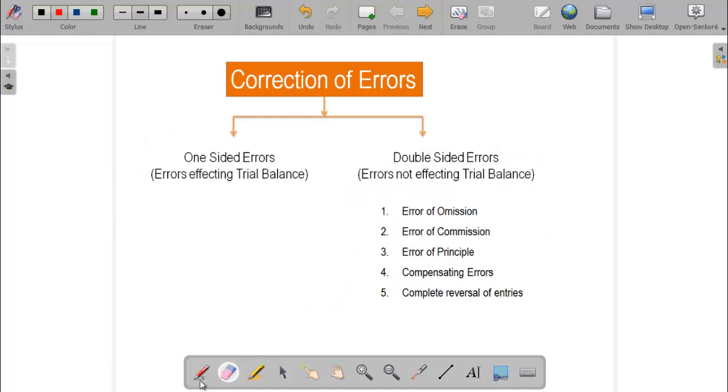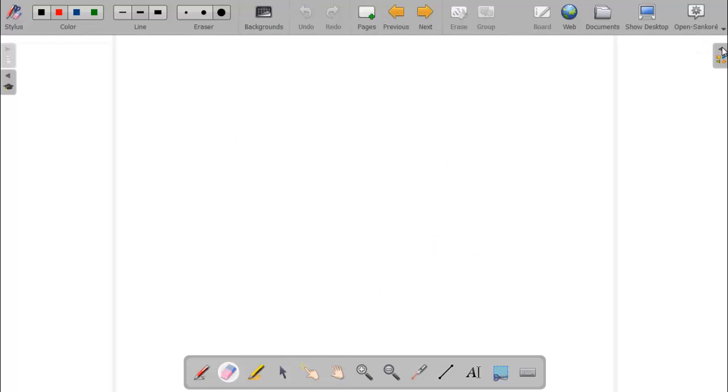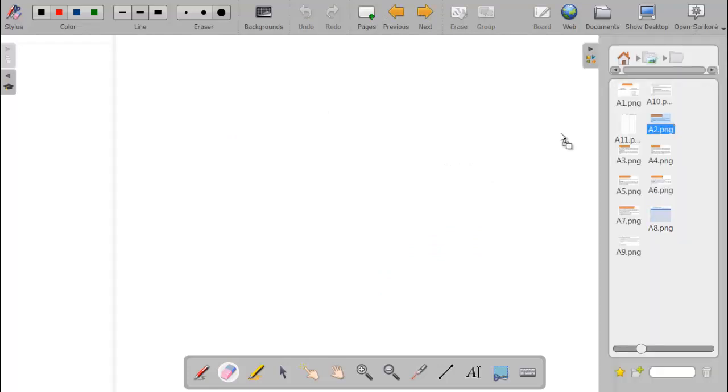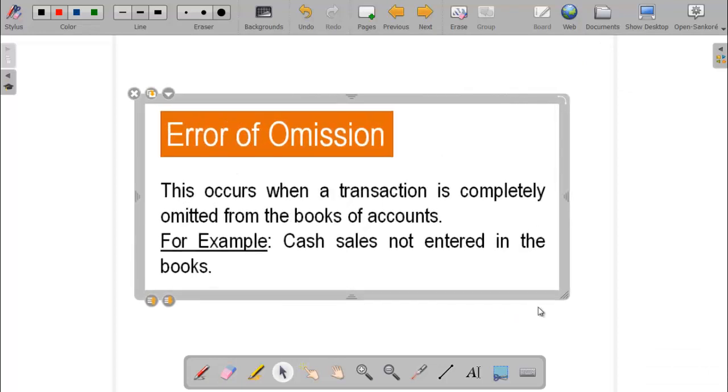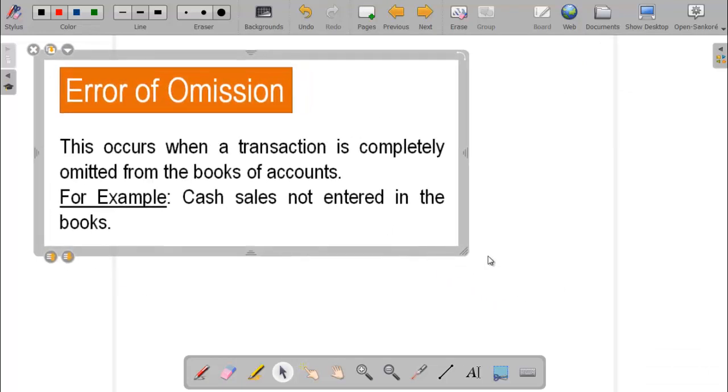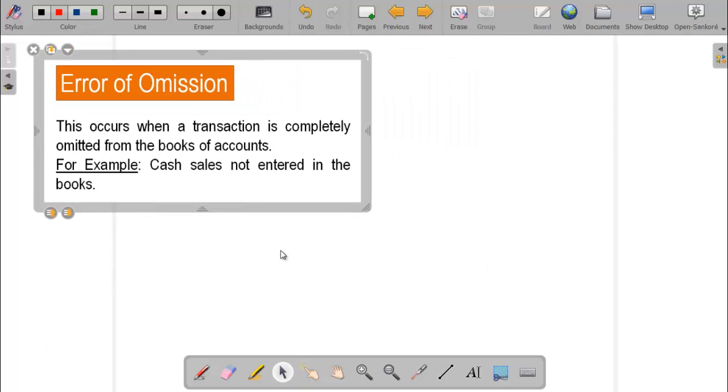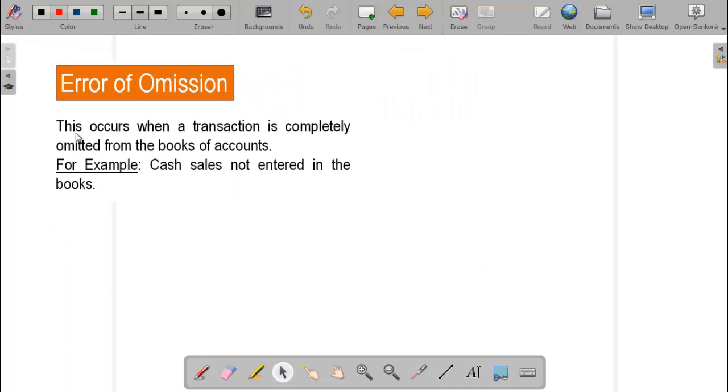Double-sided errors will not affect the total of the trial balance. I am going to explain the first one, error of omission. What is error of omission? Error of omission occurs when a transaction is completely omitted from the books of accounts.